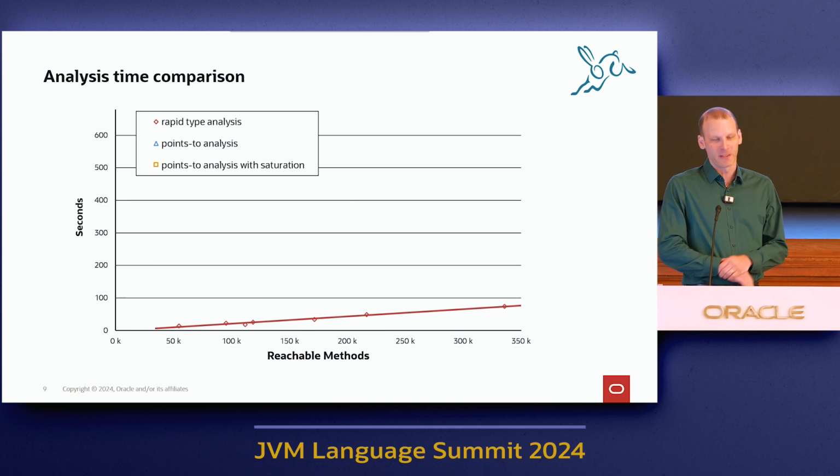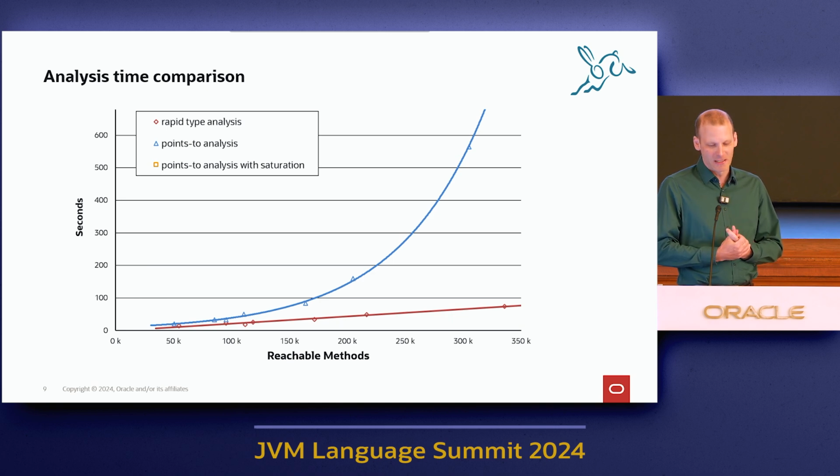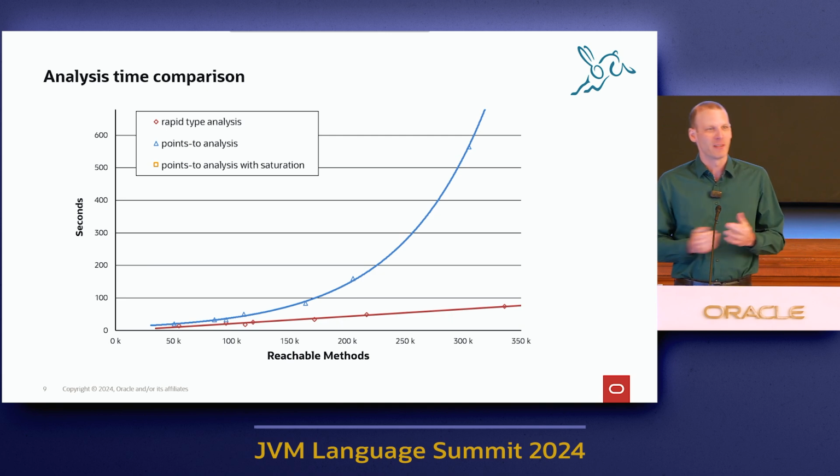So if you double your application size, the analysis time doubles. But if you look at the points-to analysis time, you see this quadratic behavior, and for everything that's quadratic like that, at some point you reach an application size where your analysis is no longer feasible. Which is bad for GraalVM Native Image, because when people give you a large application, at some point you say, sorry, analysis takes too long, I cannot ahead-of-time compile this application anymore.